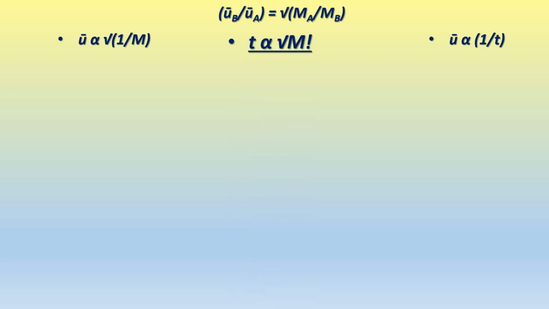As mentioned, heavier things move slower, so velocity is inversely proportional to mass. Velocity is also inversely proportional to time. The longer amount of time it takes something to move, the slower it's moving. You can combine those to say that over a set distance, the amount of time it takes for a gas molecule to move that distance is going to be directly proportional to the mass.